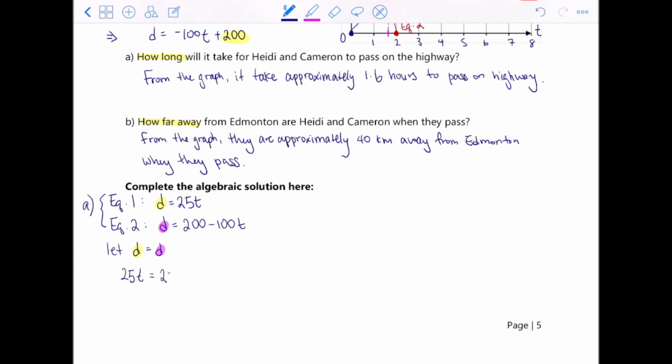25t equals 200 minus 100t. And then you're going to isolate t. First, you have to collect the like terms. Let's add 100t to both sides so we can combine the t's together. So we're left with 125t, and on the right hand side we have 200 left. And we're going to divide the entire equation by 125. So we're left with t by itself on the left hand side, and we're left with 8 over 5, which is exactly 1.6 hours.